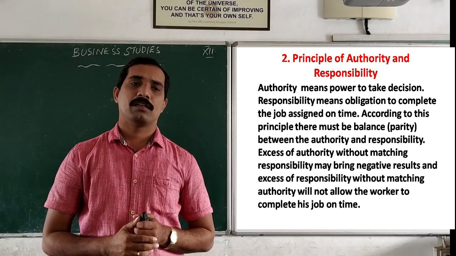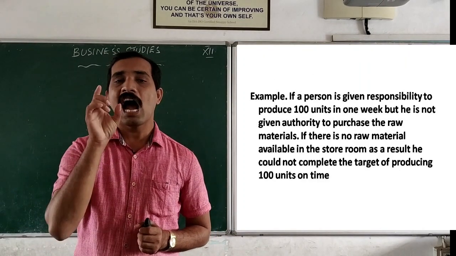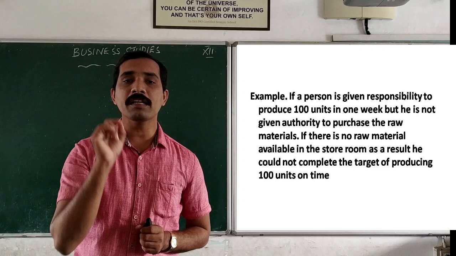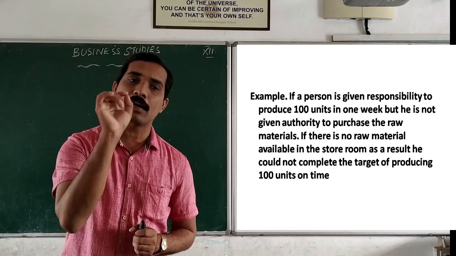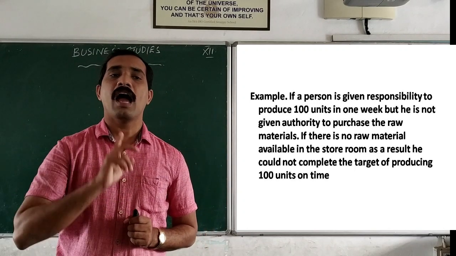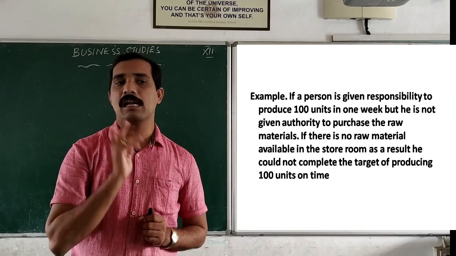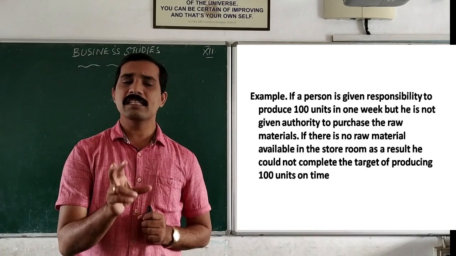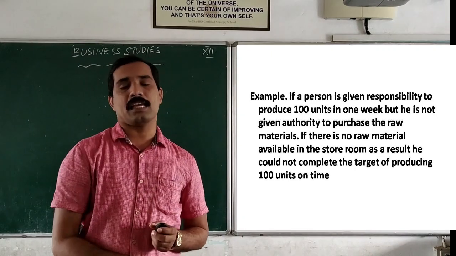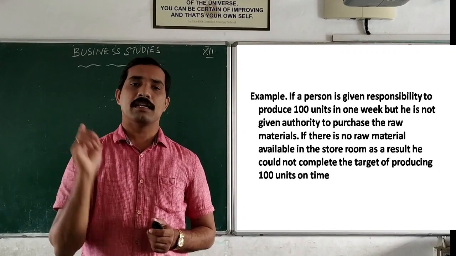For example, if a person is given responsibility to produce 100 units in 1 week, but he is not given authority to purchase the raw materials. If there is no raw material, what happens? As a result, he could not complete the target of producing 100 units on time. Isn't it? So authority and responsibility must be balanced. That is authority and responsibility.